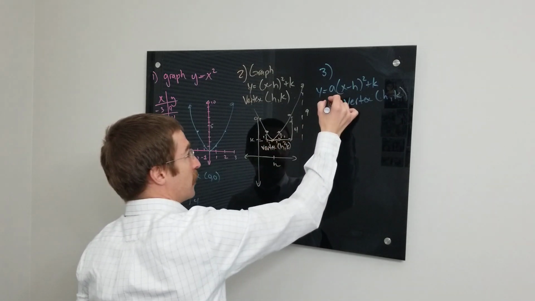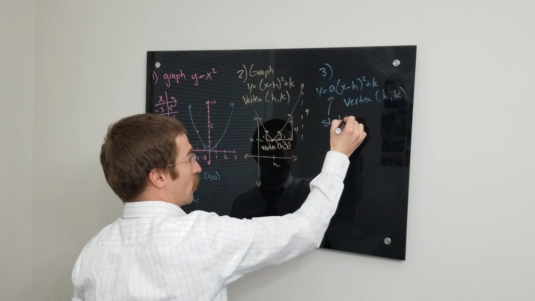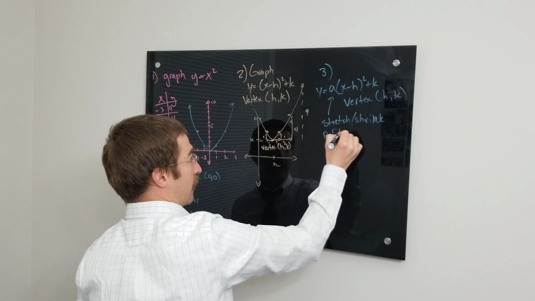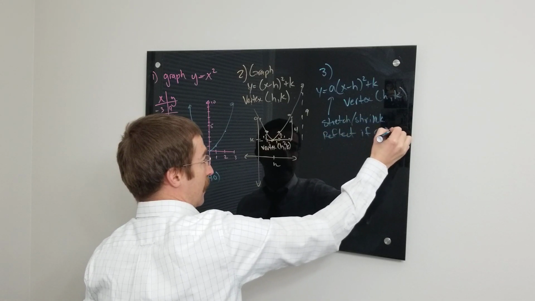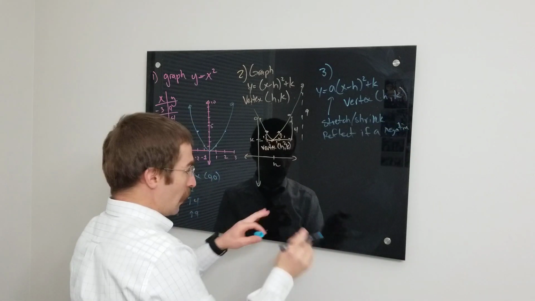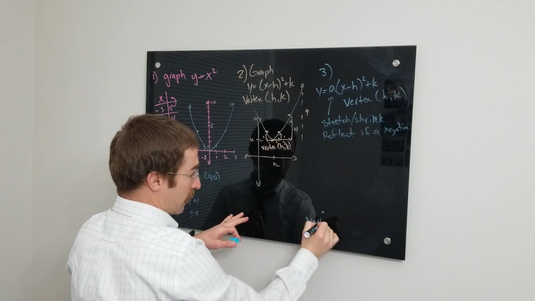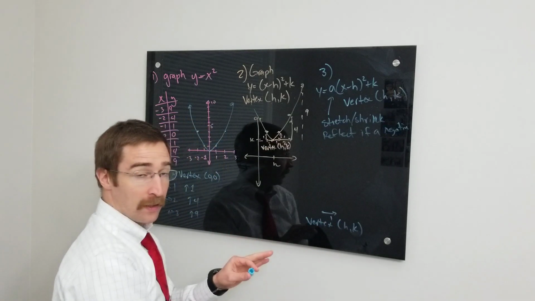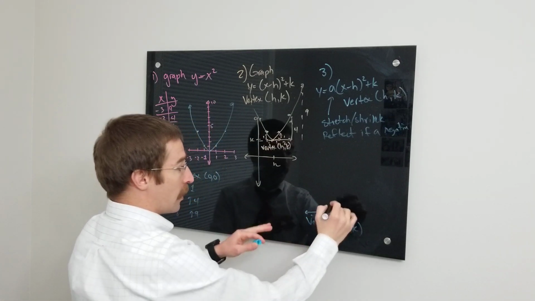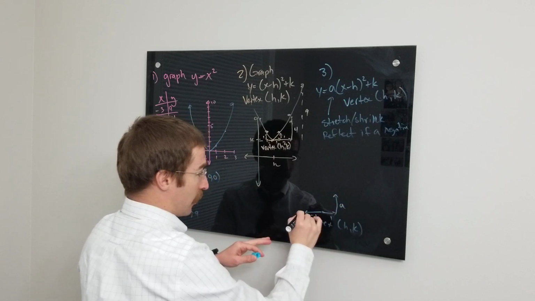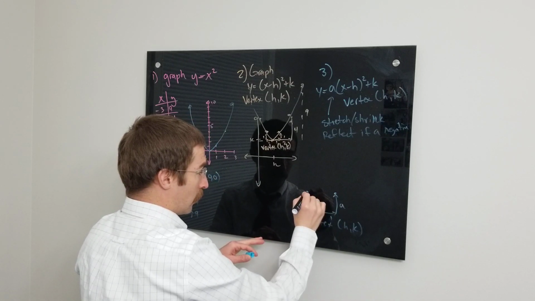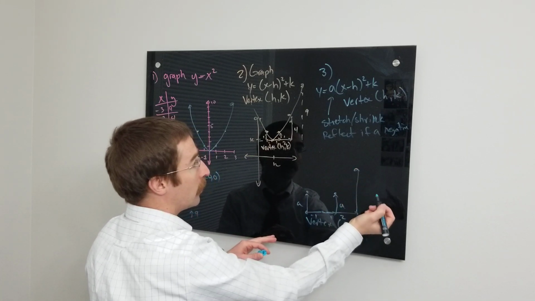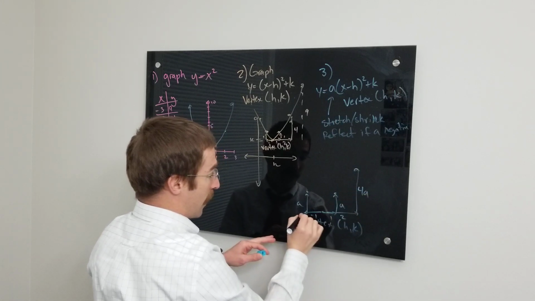Now what the a value does is this is a stretch slash shrink, and it could reflect. It reflects if a is negative. So basically what you do is you find your vertex at h comma k, and then if you go right 1 or left 1 from the vertex, you're going to go up whatever the a value is. Up a. If I go right 2 from the vertex, I'm going to go up a times 4, and same if I go left 2.